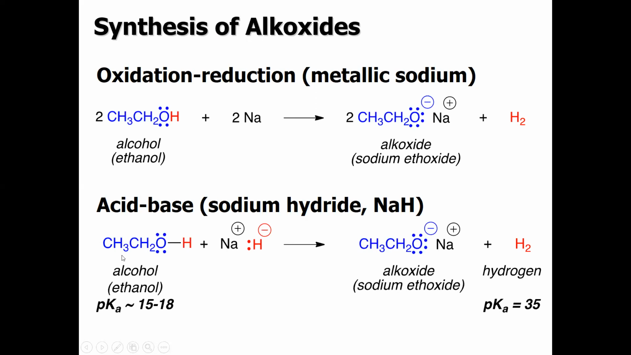For example, this is ethanol, 1 mole of ethanol. When you treat it with sodium hydride, this hydride removes this hydrogen to give you hydrogen gas, and this sodium combines with the ethoxide. You will have basically an alkoxide, or sodium ethoxide. These are two important methods to synthesize the corresponding alkoxide base.